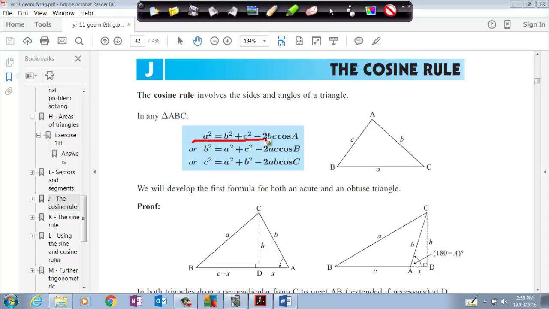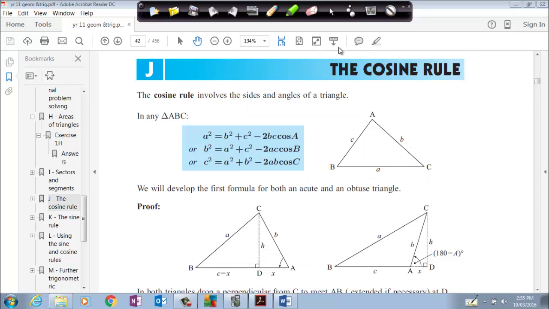This is called the cosine rule. It says a squared, that's this side squared, equals b squared plus c squared minus 2 times b times c times cos of the angle between them, cos A. So it's this squared equals that squared plus that squared minus 2 times that times cos of the angle between them. That's the cosine rule. They've got three others written there because you don't have to start off with A, you could have started off with B.